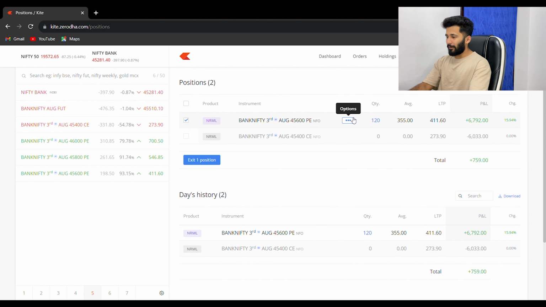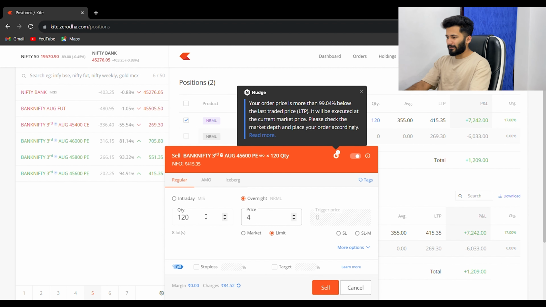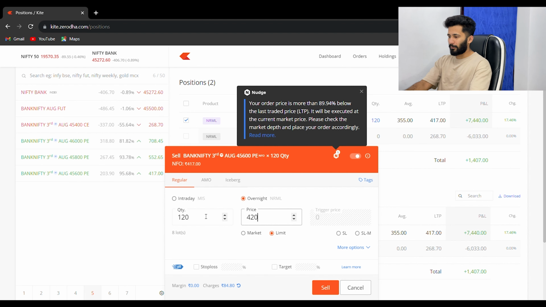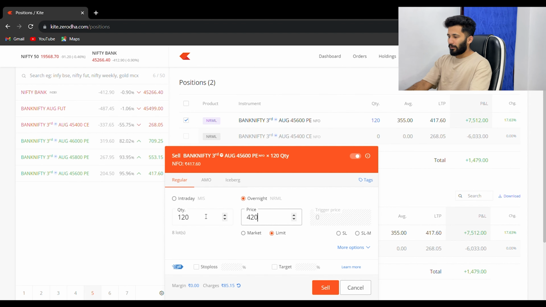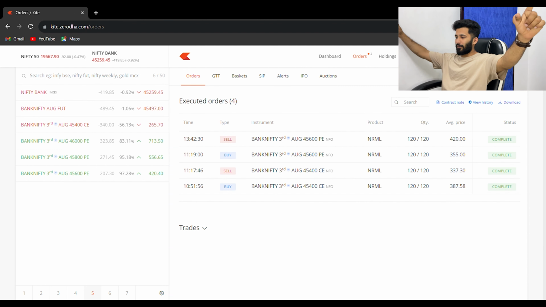Okay, so right now I'm going to prepare the exit. Let us click on the exit, and we'll put a target exit order at, I think a round figure would be fine, so 420. Let's say it at 420. So boom, I guess once it hits, I am going to be out of this trade. Okay, 16, 17, or maybe even it can go a little more as well. So I have placed the order, and boom, there we go.